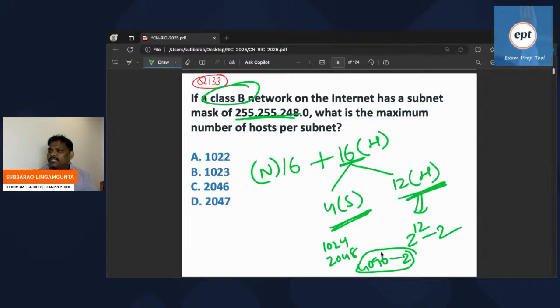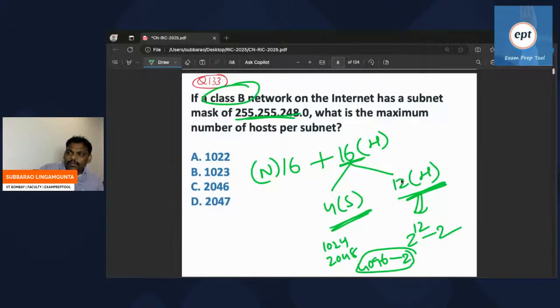Class B network, 16 and 16. 248 means how many bits are required? Sorry for this, it is 11. 11 for host. This 248 can be written like this: it is a 240, it is a 248. 5 bits are required for subnet, so 3 for the host, plus 1 more 8.